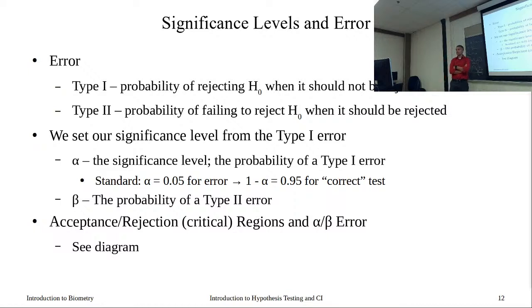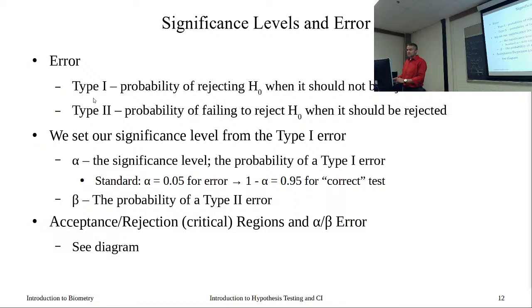Is the positive going to be rejecting, or is the positive accepting, or failing to reject? Who knows? So for us, we've got 2 different types of error. We have a type 1 and a type 2 error. Type 1 errors are the probability of rejecting our null hypothesis when it should not be rejected. So we are falsely rejecting it. That's a type 1 error. A type 2 is failing to reject it when we actually should reject it. So there is a difference, but we don't detect it. That's a type 2 error.